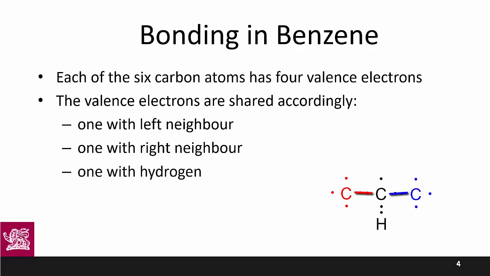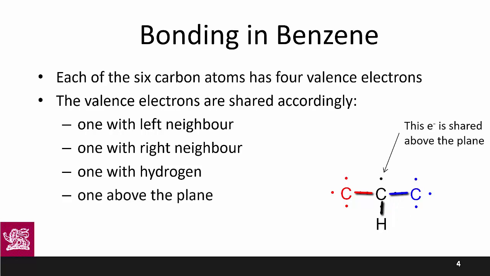Next up, we'll share the 3rd electron with a hydrogen atom. Now hydrogen only has 1 electron, and so it comes along, shares an electron with carbon, and then there are 2 electrons between them, which is a formal single bond. The 4th electron is above the plane. Benzene is a flat molecule, and if we looked at it from side on, this is what we would see.